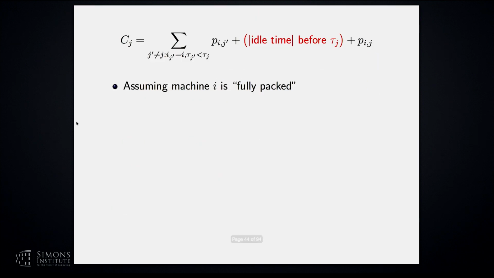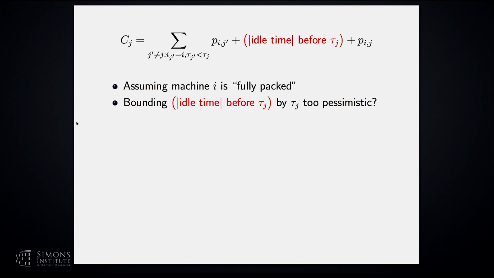Okay, to improve this bound, let's check what we can improve for the second term. Let's assume this machine i is fully packed. So at every time, you have exactly a total height 1 of intervals. Otherwise, you can just add some dummy rectangles. So maybe this bound by tau j is too pessimistic, since it basically says that all the time points before tau j are idle.